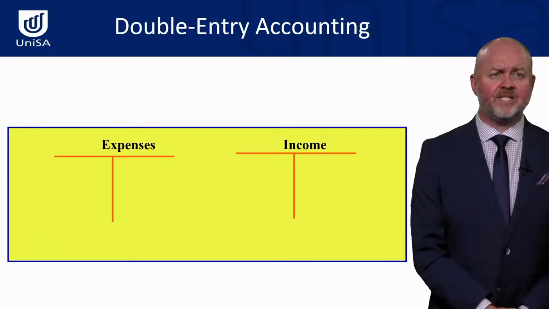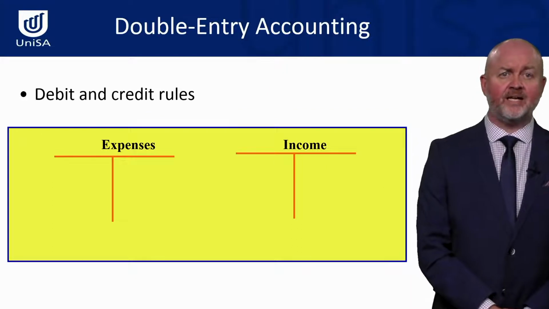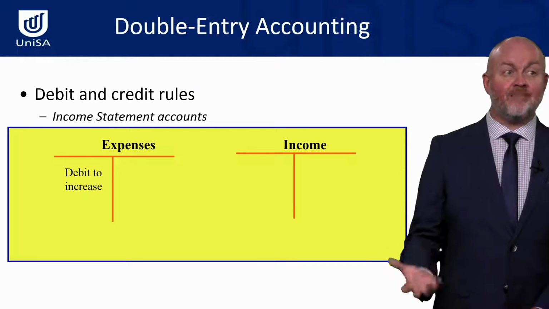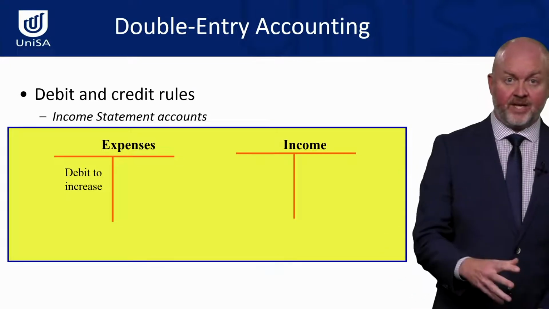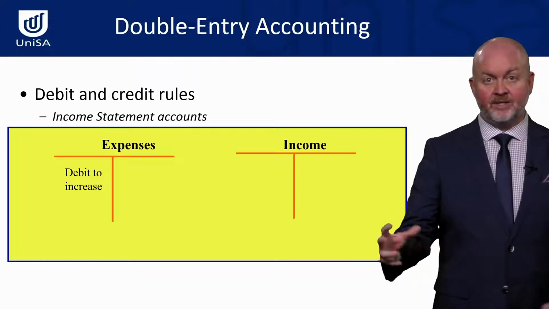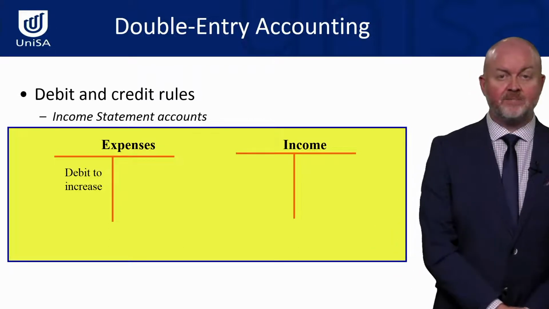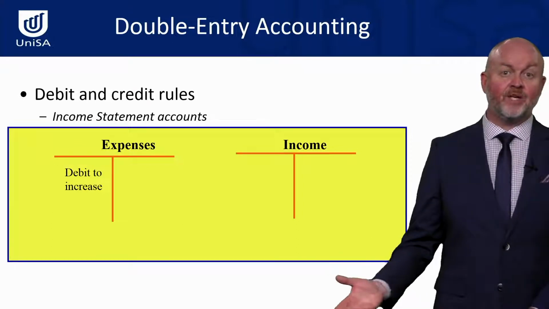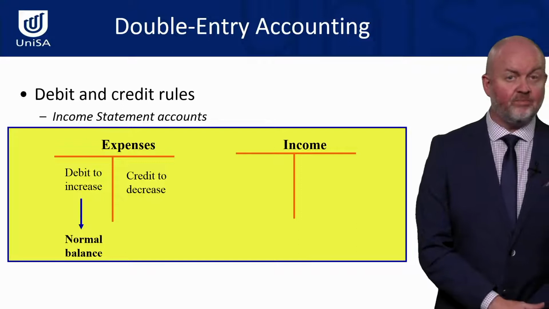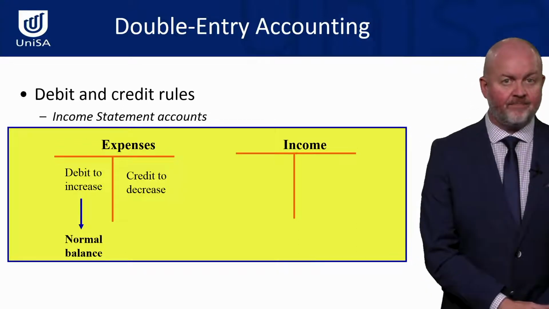What about our income and expense accounts? Let's think about those two again, applying those rules. Remember, we said that expenses were debit in nature because they decrease equity. Debits decrease equity, expenses decrease equity, therefore marry those two together, expenses must be debit in nature. That is, a debit to increase, a credit to decrease, but the normal balance of an expense account will be debit on the debit side of the ledger.